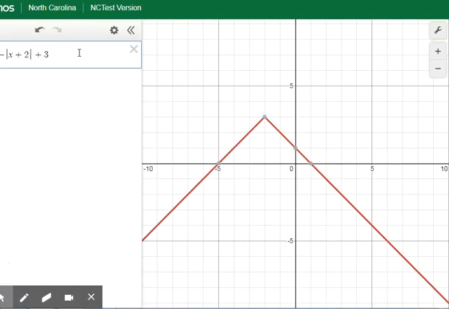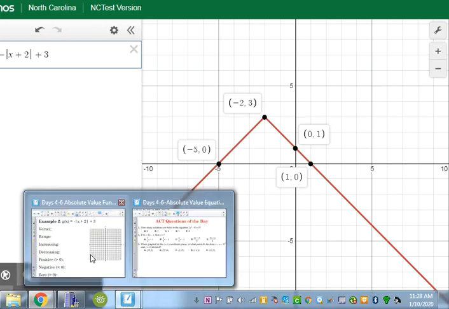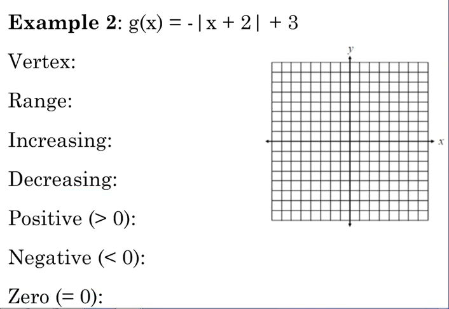Okay, so notice something a little different here. Same shape, it's flipped over. We still want to identify those important points of interest, our vertex, and our x and y intercepts. So -2, 3 is our vertex.